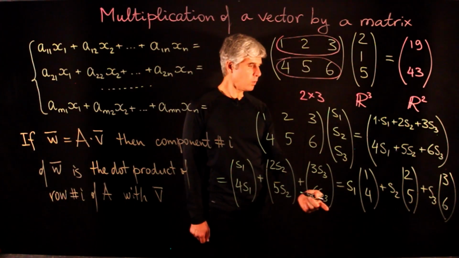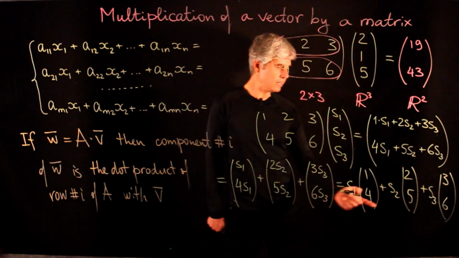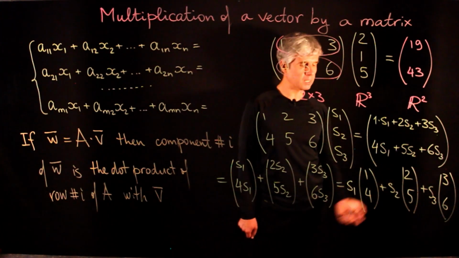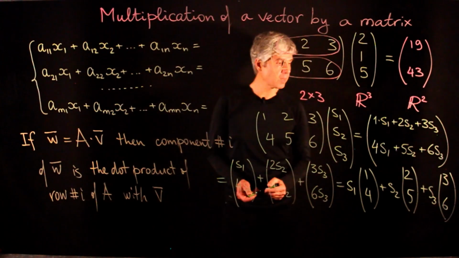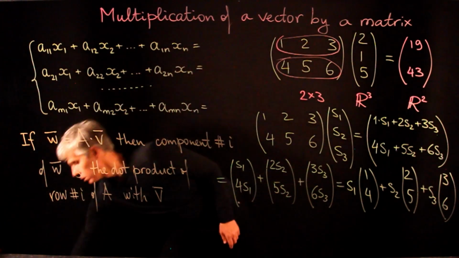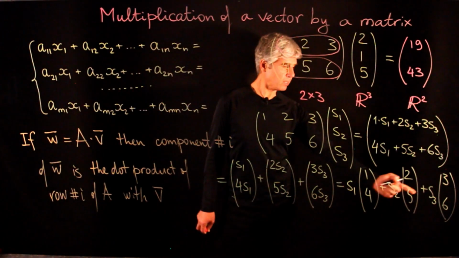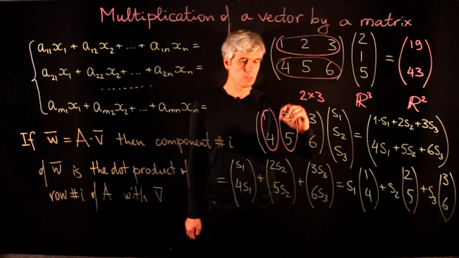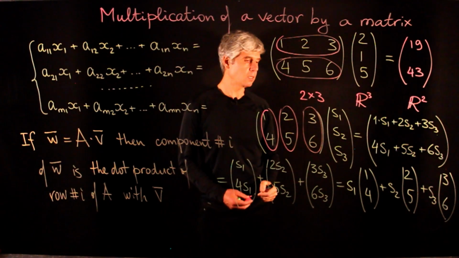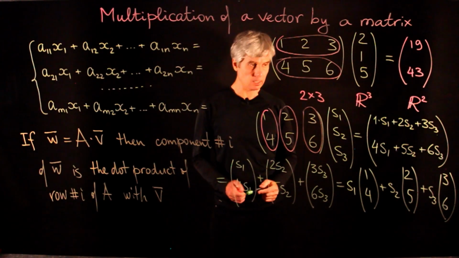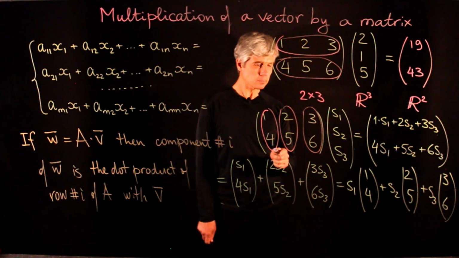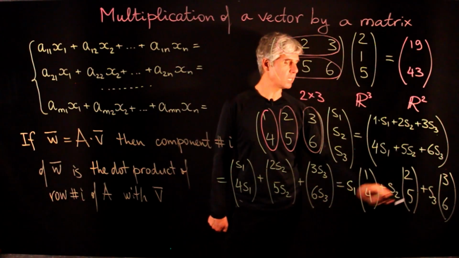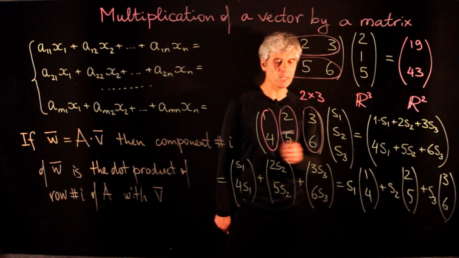Now, what we've got here is a linear combination of 3 vectors: (1, 4), (2, 5), and (3, 6). What are these vectors? We can see that these vectors are nothing but the columns in this matrix. So here, what we see is that the product of this matrix with the vector is a linear combination of the columns of this matrix.